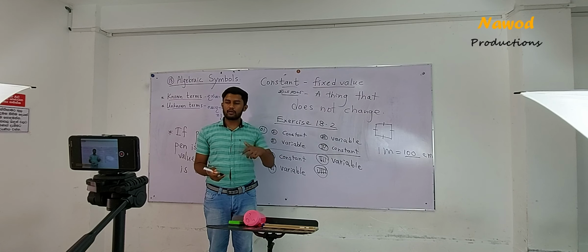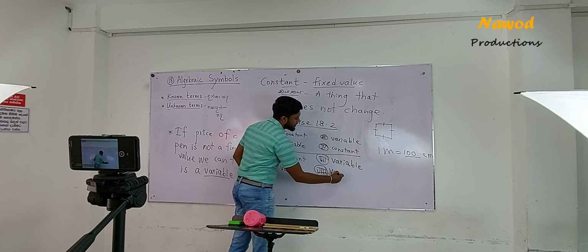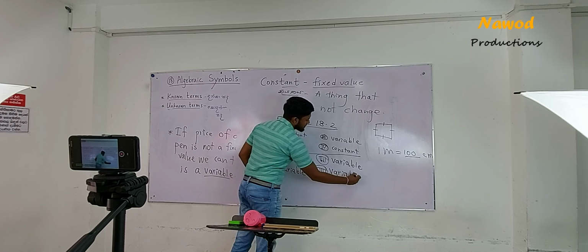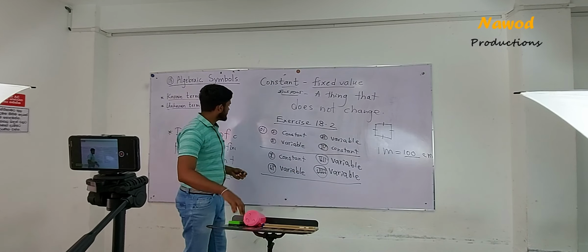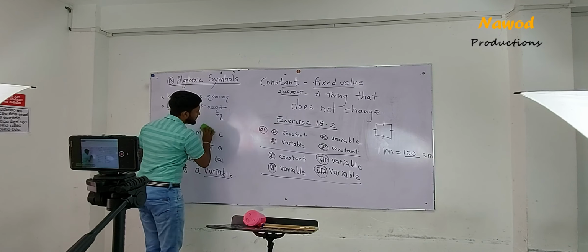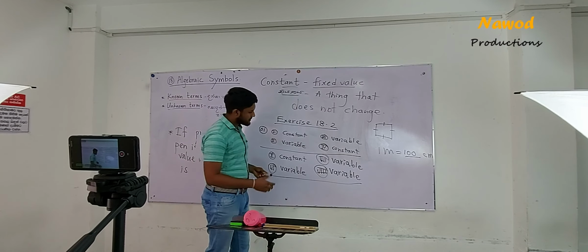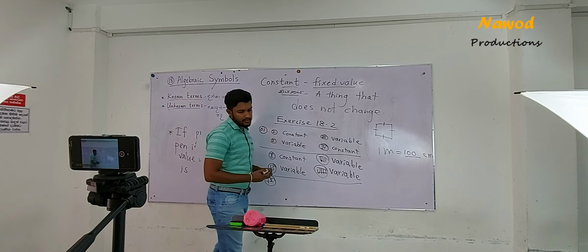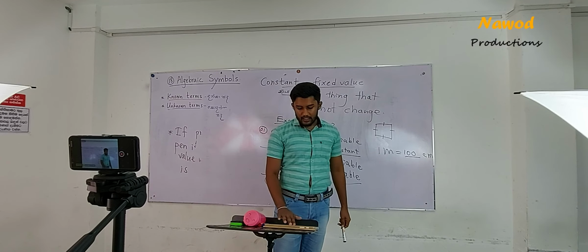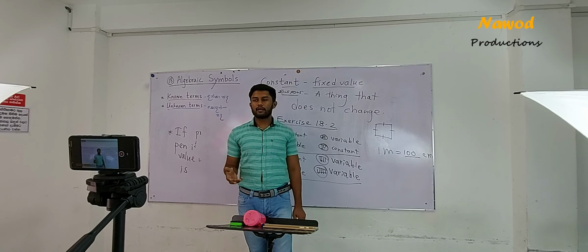So it's a variable. You must identify each and every one. Variable. It's a variable, right? Then next one. Ninth one. The daily rainfall, is it a variable or a constant? Daily rainfall.